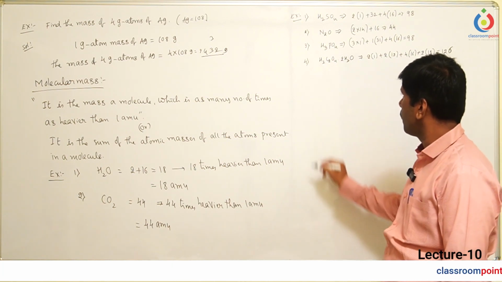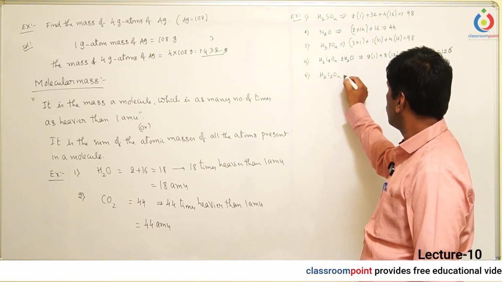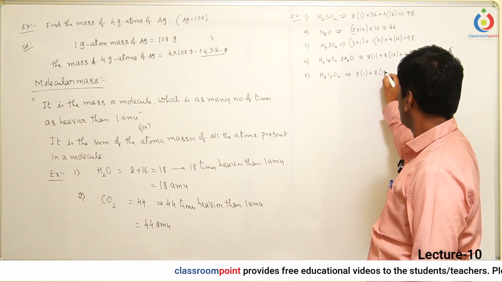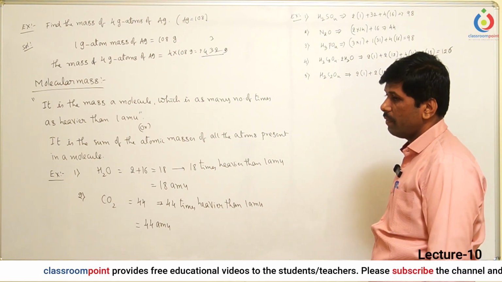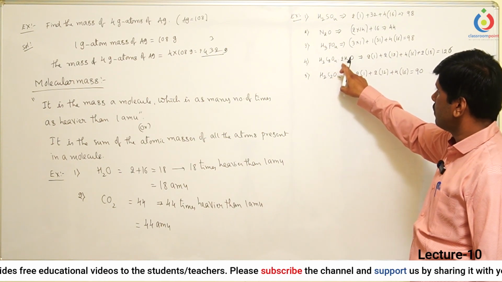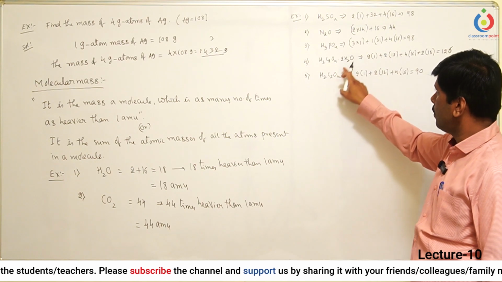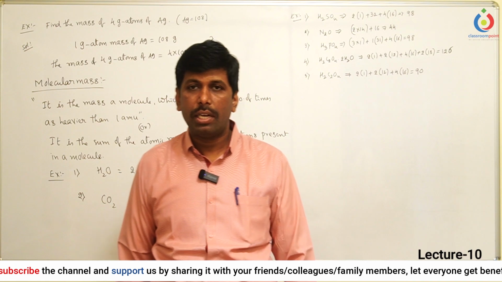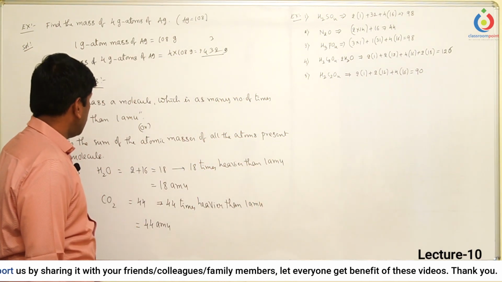126 is the molecular mass. And if we calculate only H2C2O4, then 2 into 1 plus 2 into 12 plus 4 into 16 gives 90. So for calculating the molecular mass of hydrated salts, we need to add the water. For anhydrous compounds, it is not necessary to add the water. So when water is involved, the molecular mass automatically changes. Now, let us calculate the gram molecular mass.